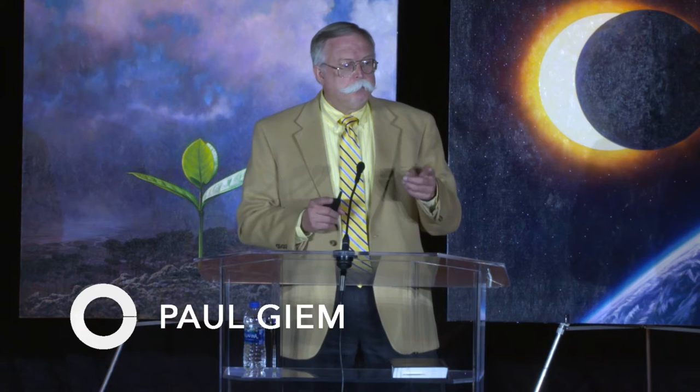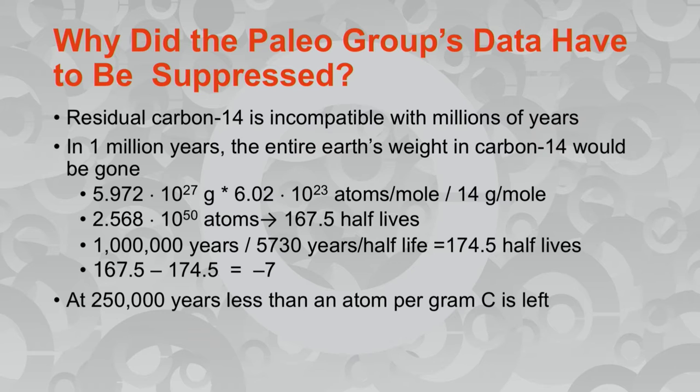And if you multiply by Avogadro's number and divide by 14 grams per mole of carbon-14, you will get 2.5 times 10 to the 50th atoms, which gives you about 167.5 half-lives. Okay? Now, if you take 1 million years and divide it by the correct carbon-14 half-life, which is a little longer, 5,730 years, you'll get 174.5 half-lives. And what that does is that gives you 7 half-lives left over to decay that last atom of carbon-14. It has a greater than 99% chance of decaying.